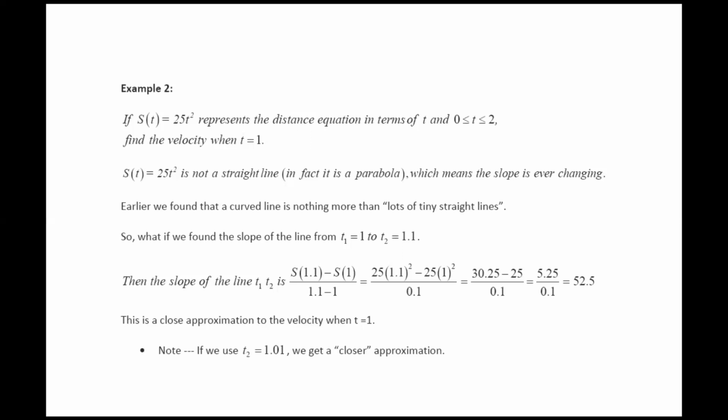Now, it's not exact, is it? Why? Because this line from 1 to 1.1 is a straight line, and visually, if we looked at it, you could not tell that it's not curved in itself. But it's not, it's a straight line. So this is an approximation because our closest point we chose is 1.1. Now, had we chosen 1.01, it still wouldn't be exact, but it would be a closer approximation.